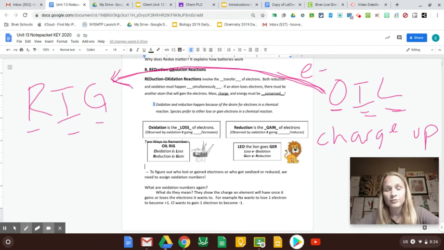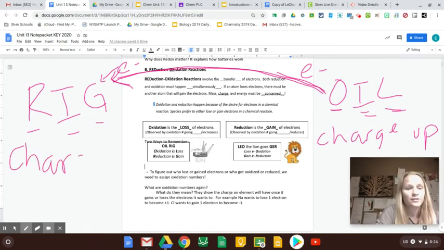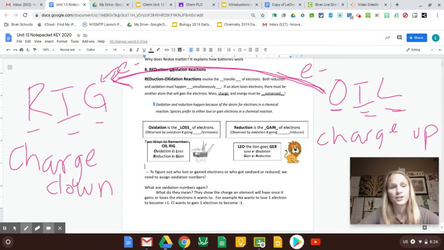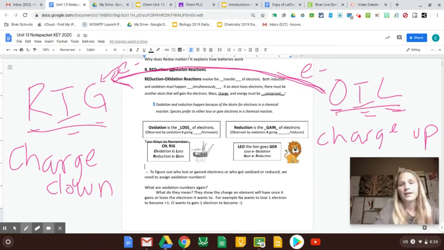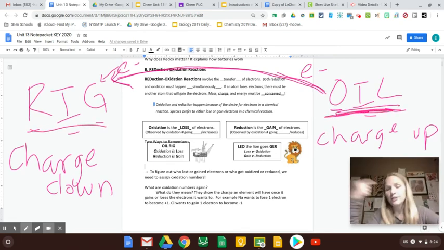And then reduction is gain. If you're gaining negative electrons, then your charge is actually going down. So here's the stuff you have to know for oxidation and reduction. OIL RIG. Oxidation is loss. So you can either say you ox up, you oxidize up, your charge goes up. They're both vowels, oxidation and up. However you remember, or you could say, if you lose electrons, you lose something negative, so your charge must go up.